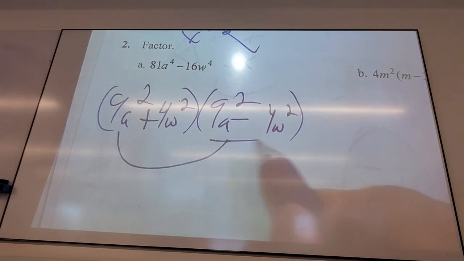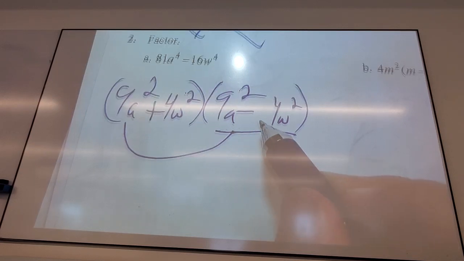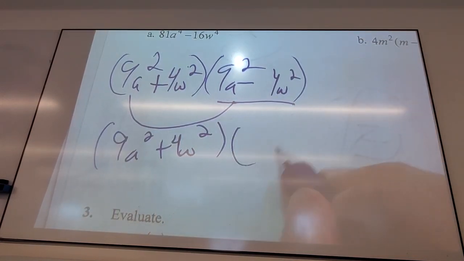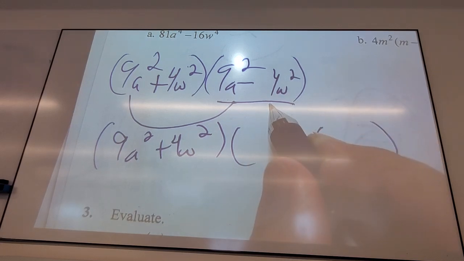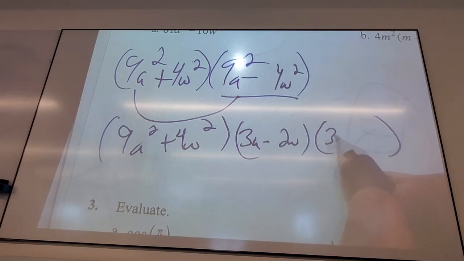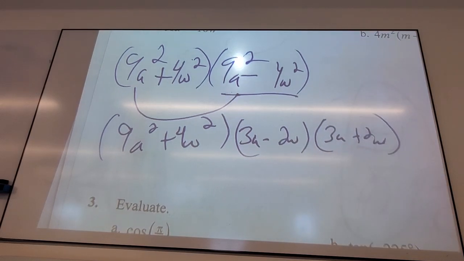Because this one is a difference of squares again, right? So I'm not going to go as far as one group did yet. I will in the next step, but can't I go further with this one? Yes. Same way, right? So it'll be 3a minus 2w, plus or minus, 3a plus 2w, right?